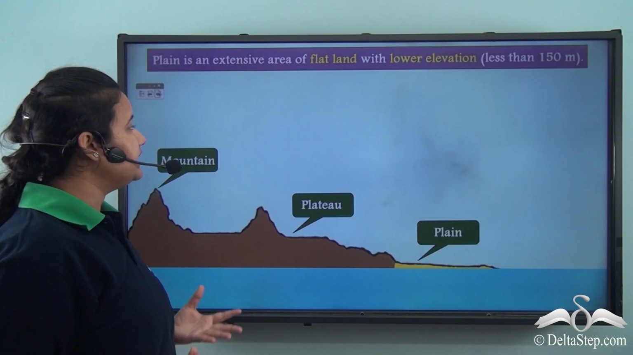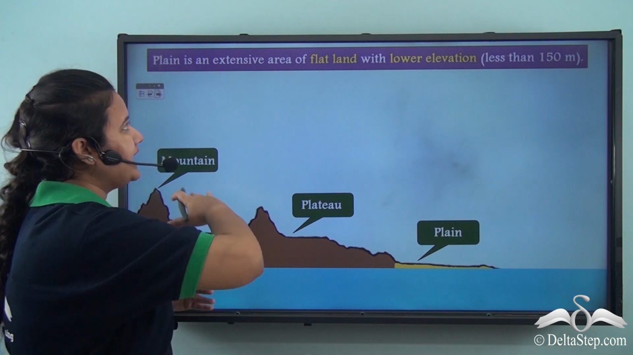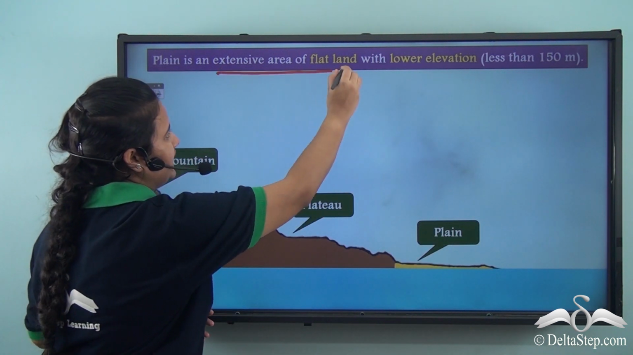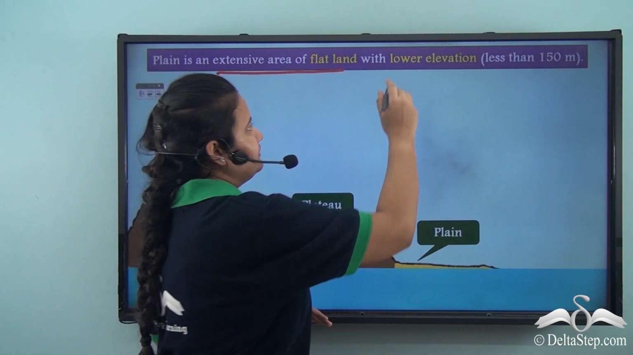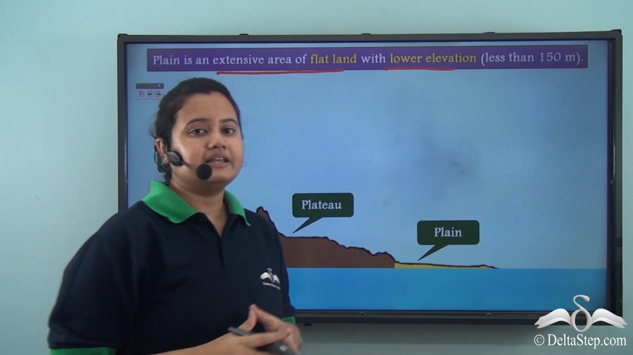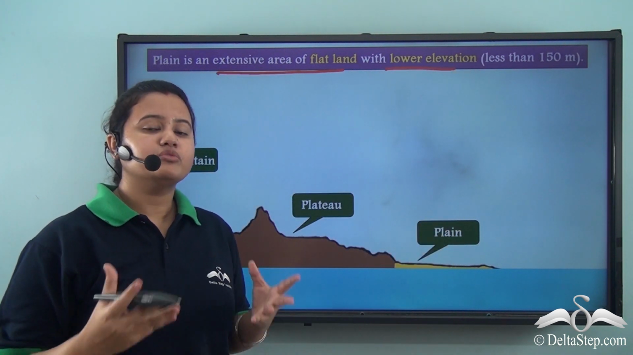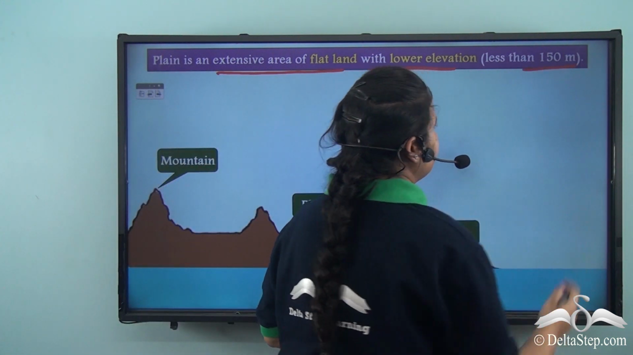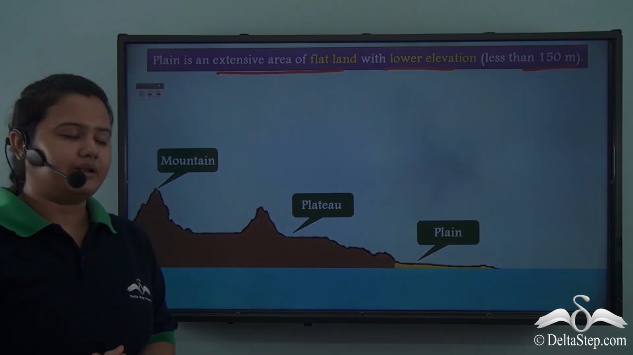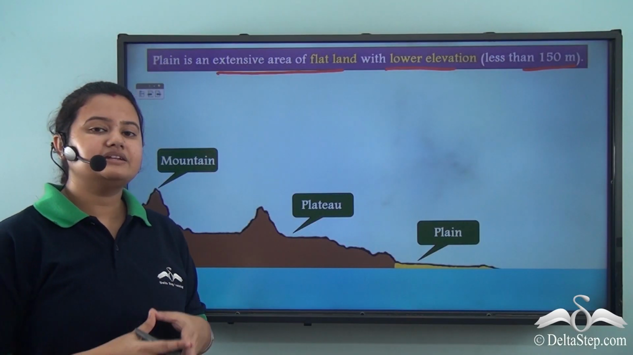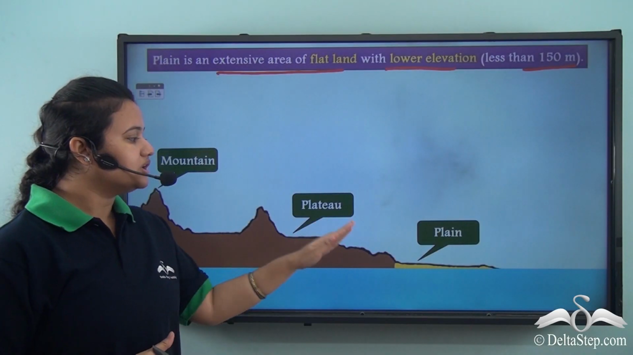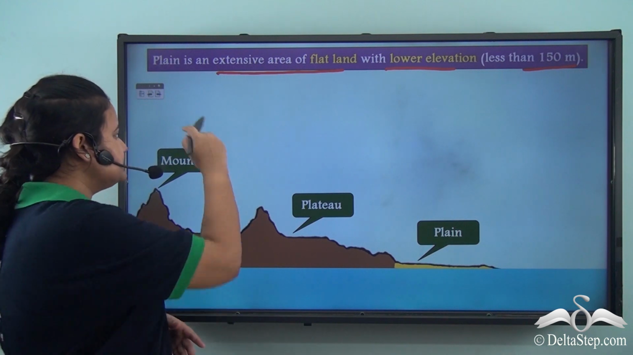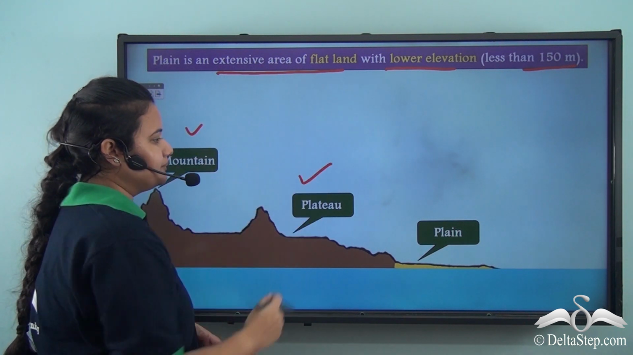Well, by plain, we usually mean an extensive area of flat land with lower elevation. The average elevation of most of the plains is less than 150 meters above the mean sea level. So, plains are comparatively very low compared to the other two landforms, that is mountains and plateaus.